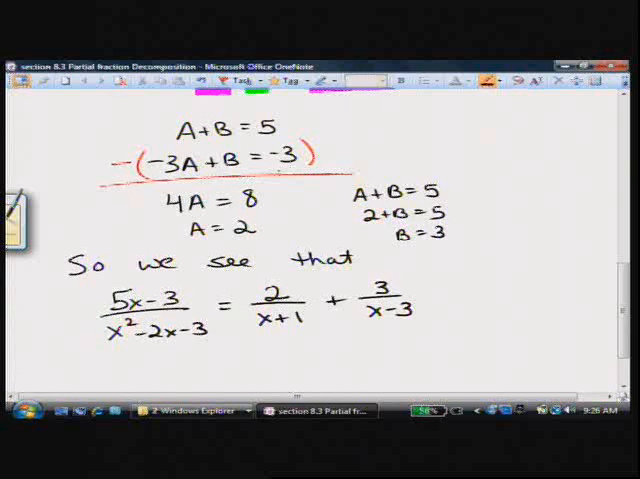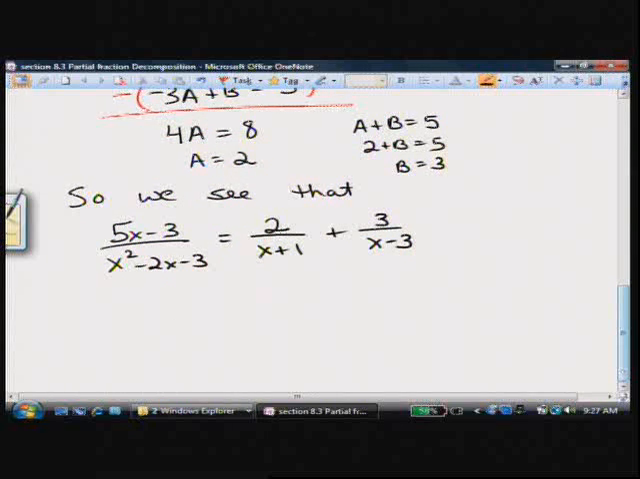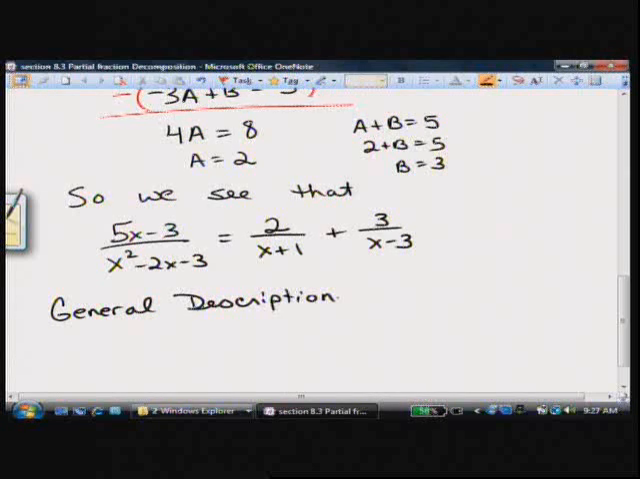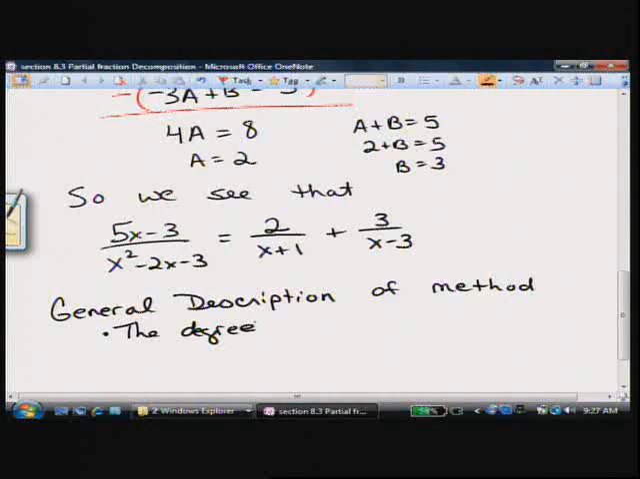Okay? So I'm going to take the general description of this method out of the textbook. I have to write it, though, because I don't have my little copy-paste. The first thing that must be true is the degree of f of x must be less than the degree of g of x. Let me say.